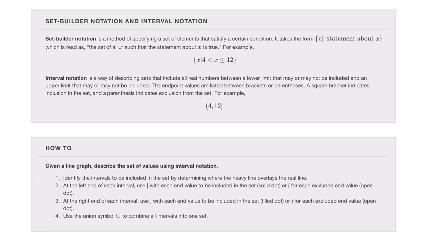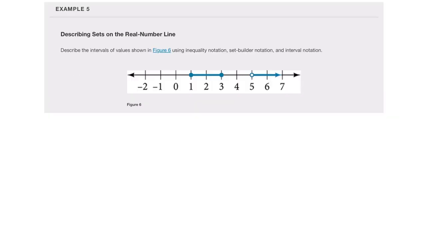Okay, let's see another example. Describe the interval of values shown in this figure using inequality notation, set builder notation, and interval notation. Okay. For the first part on the left, our x is what? Greater than or equal to 1 and less than or equal to 3, or x is what? Strictly greater than 5, and that's it, because it's an arrow. It just keeps going over to the right.